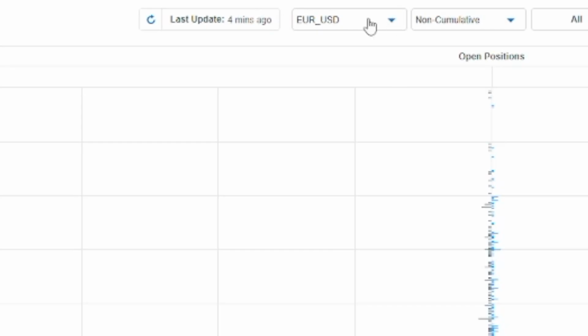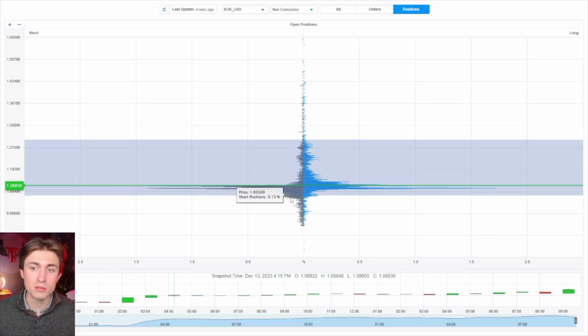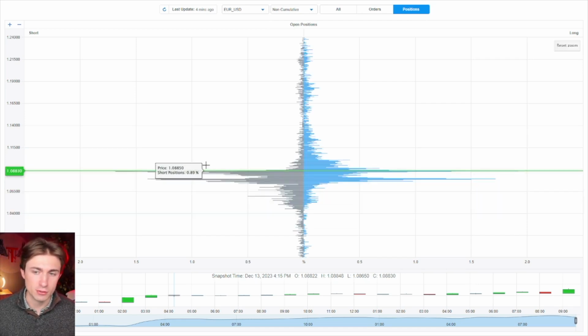I've got the Euro USD, and you can see we have data as of 4 minutes ago, and this is refreshing pretty regularly. We can take a look at the net positioning, for example, or the non-cumulative. The cool thing here is that we can see the overall positions on the Euro USD provided by OANDA. This is available to their clients, and I find it to be very, very interesting.